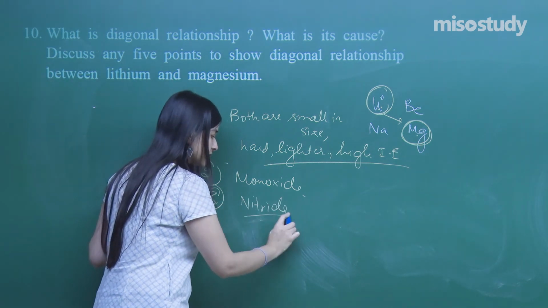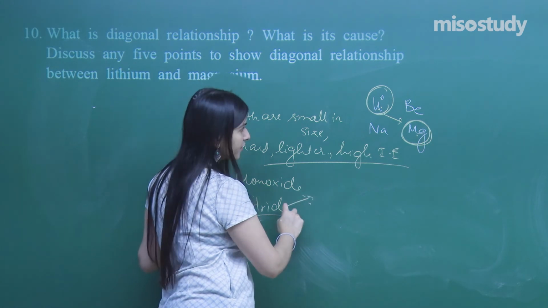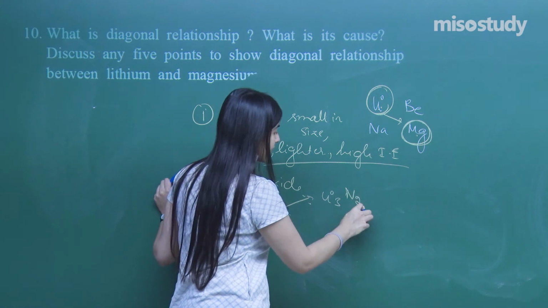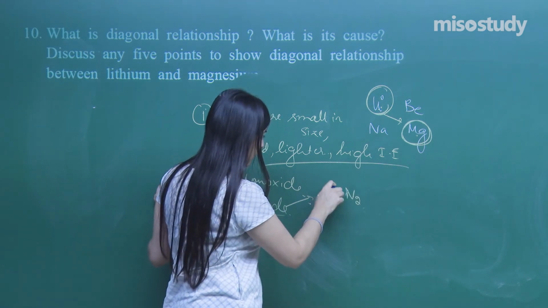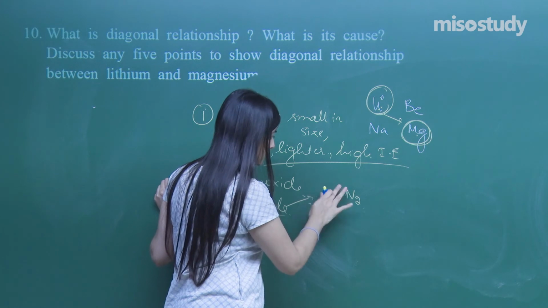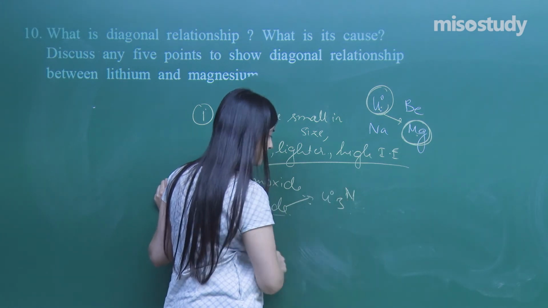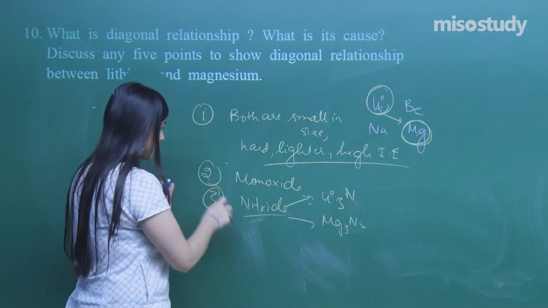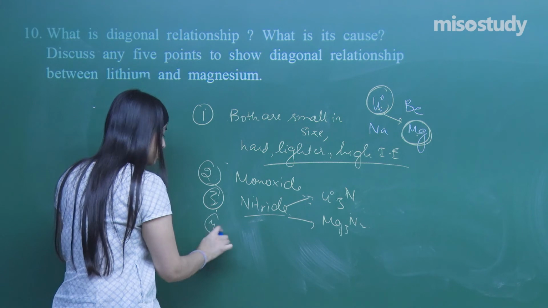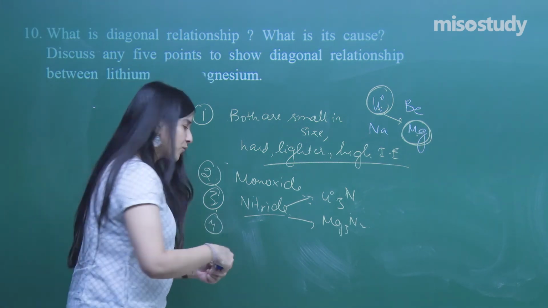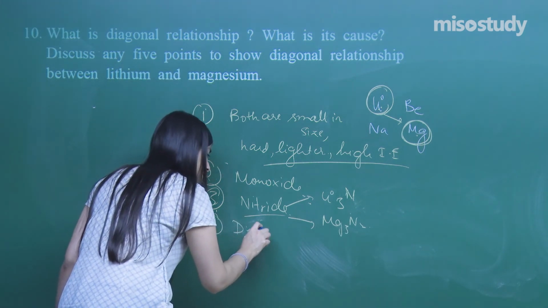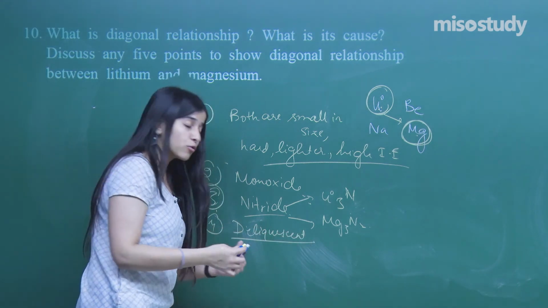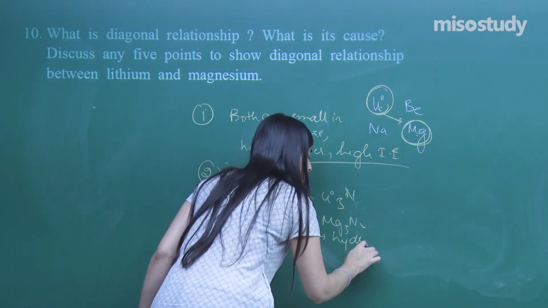Nitride formation. What are the nitrides formed? Nitride is 3 negative, Li is plus 1, so it will be Li3N, and Mg3N2 for the magnesium. Fourth, what you can write? Both of them are deliquescent, and both of them form hydrates. You can very well write the hydrates.